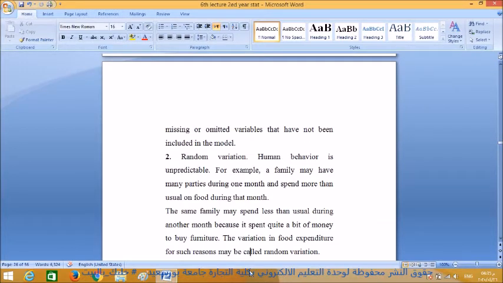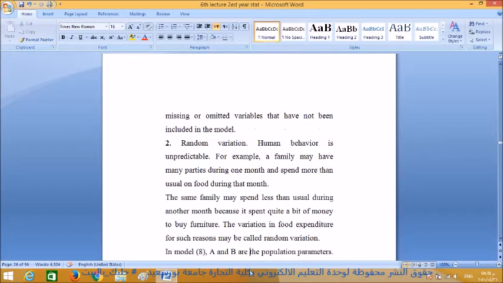The variation in food expenditure for such reasons may be called random variation.